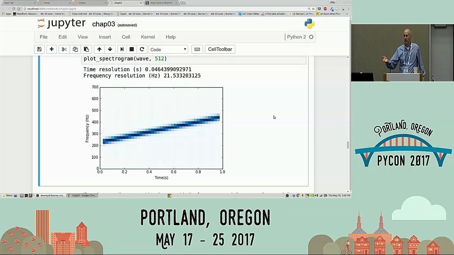But I made an arbitrary choice there. When I broke it up into chunks that were 512, I could have made that bigger or I could have made that smaller.